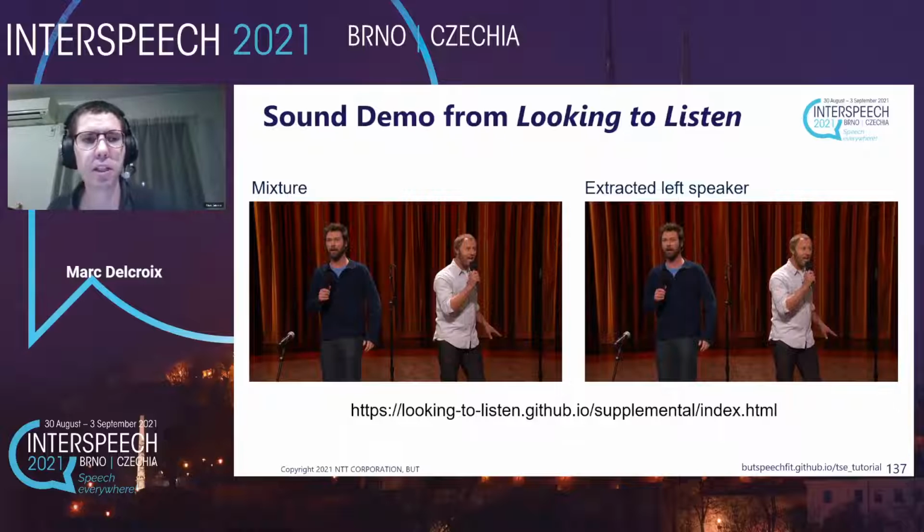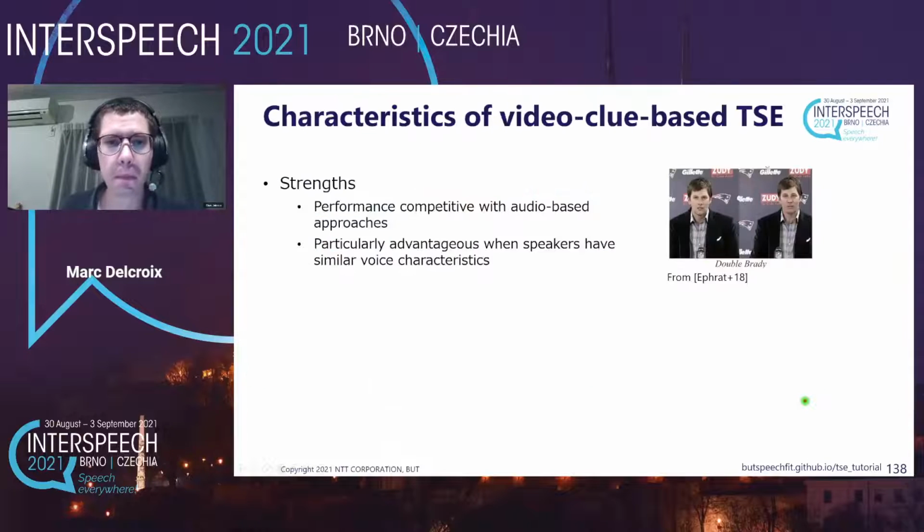So I think you can perceive that it extracts the target speaker quite well and also suppresses the interfering speaker very well.